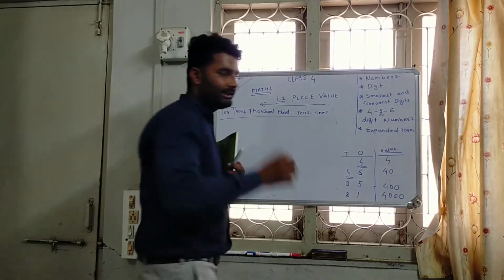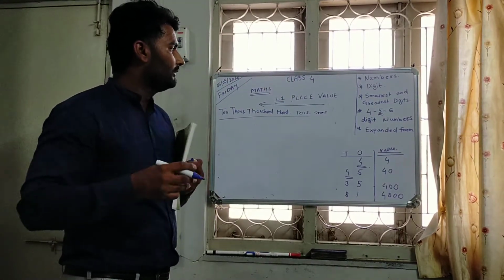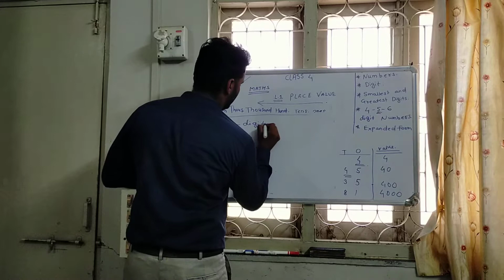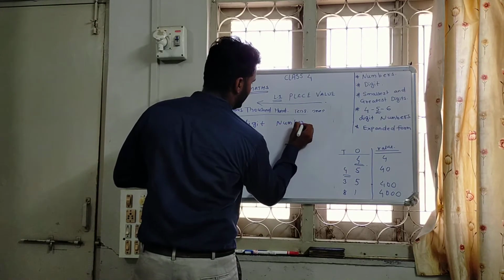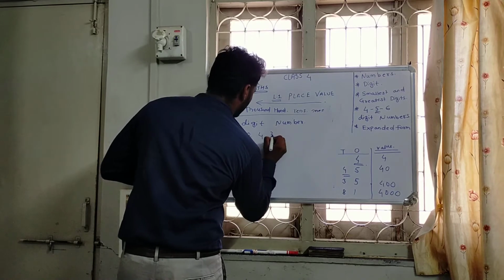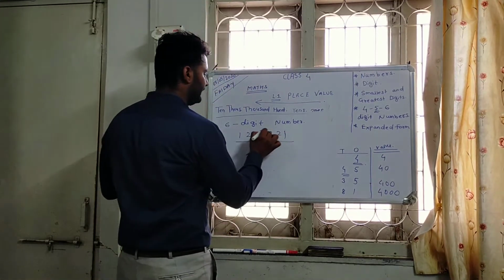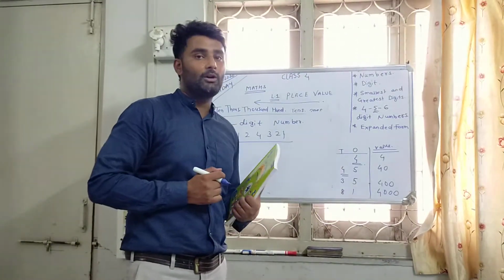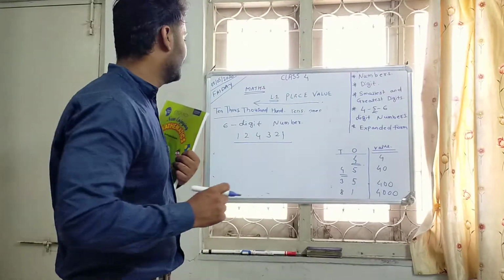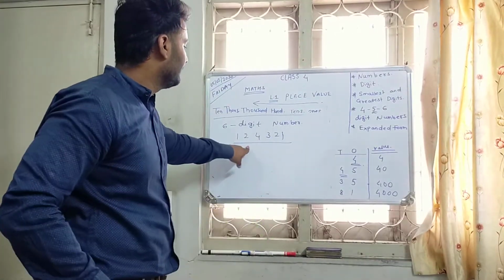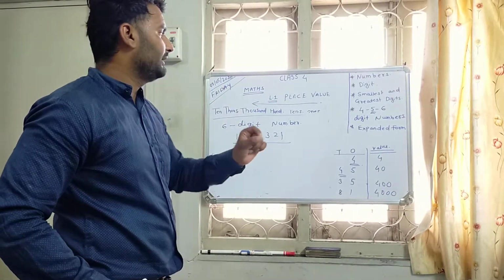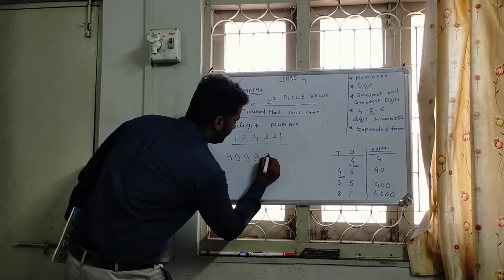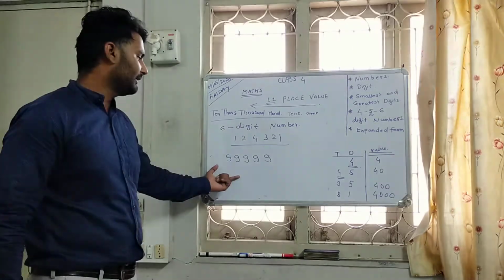So you know about 5-digit numbers. We further move to 6-digit numbers. This is 1, 2, 3, 4, 5, 6. I want to read this number, but I am unable to read it because I need to know the place value chart. So I'll write here the greatest 5-digit number. These are the greatest 5-digit numbers.